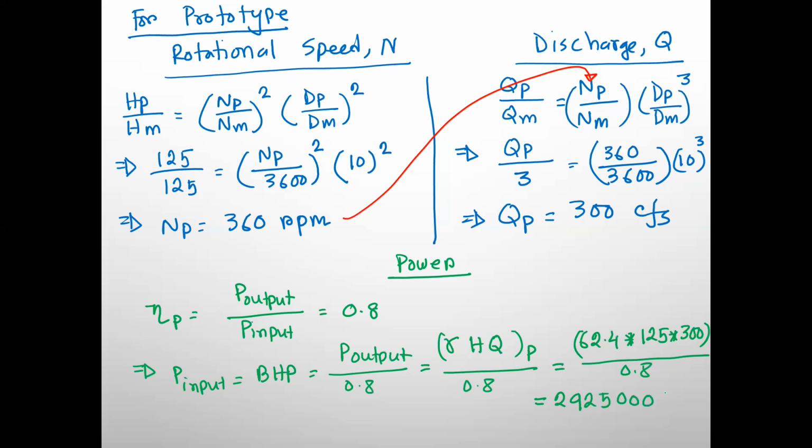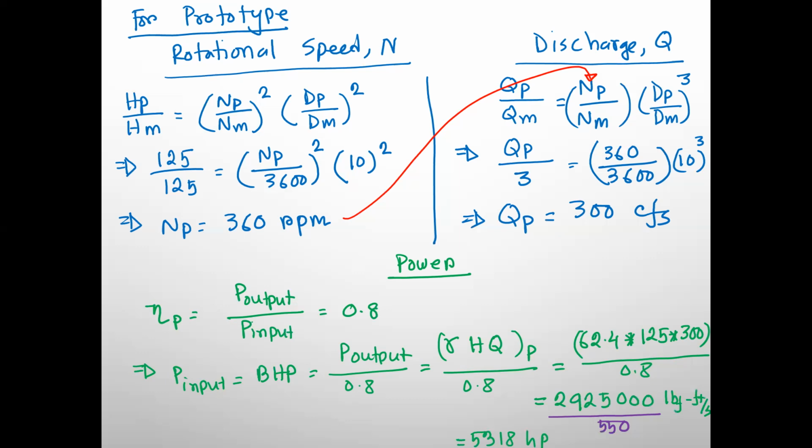2,925,000 lb feet per second. And if we want to convert that into horsepower, I will just divide that by 550 and the answer will be 5318 horsepower. Now, if you look at the model power, that was less than this 5318.18 horsepower. That's because that was the model and the prototype is the actual one, which is bigger. So that's why it got this much higher power.